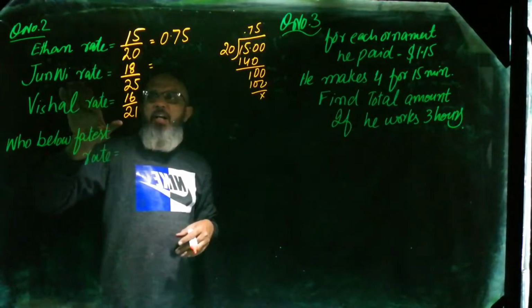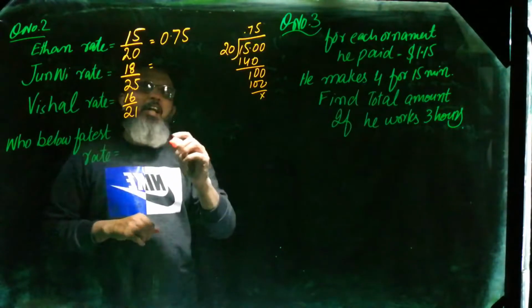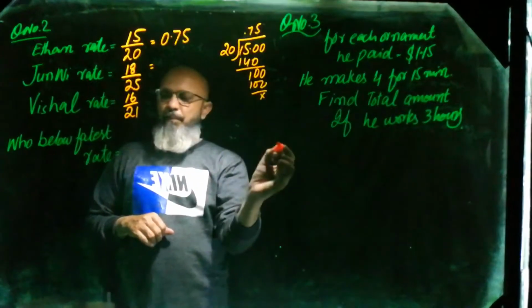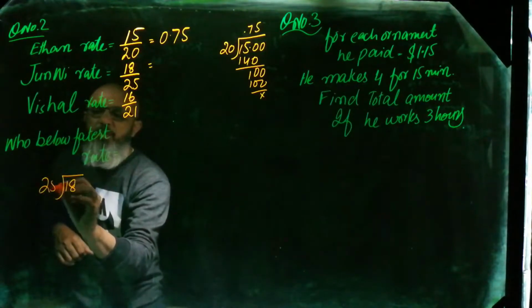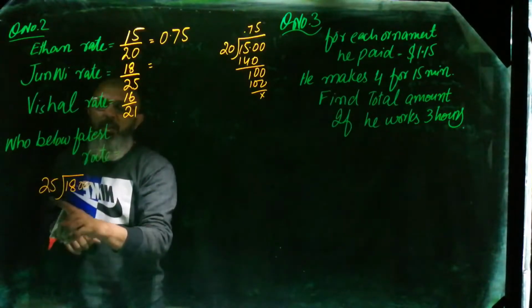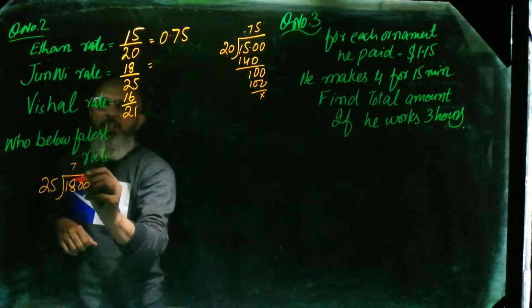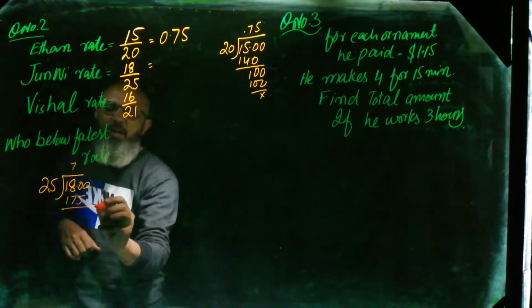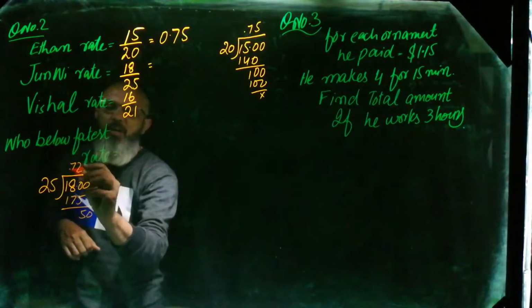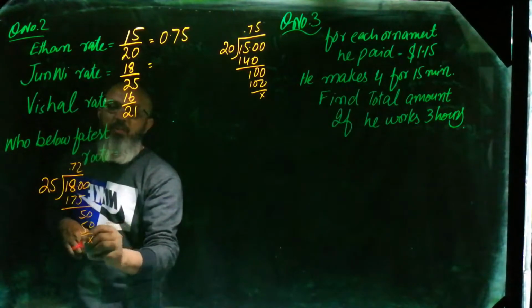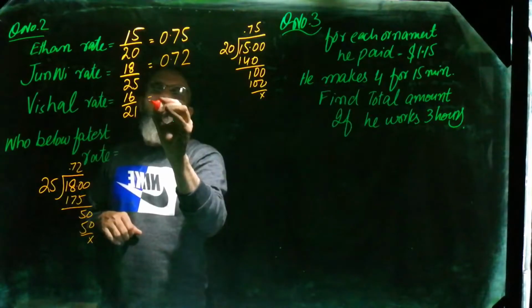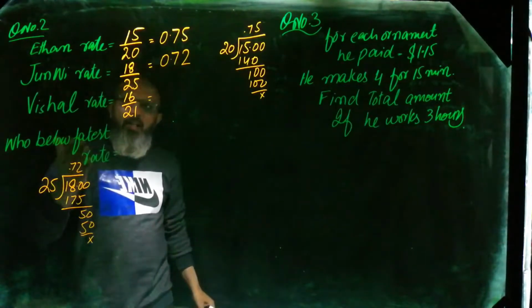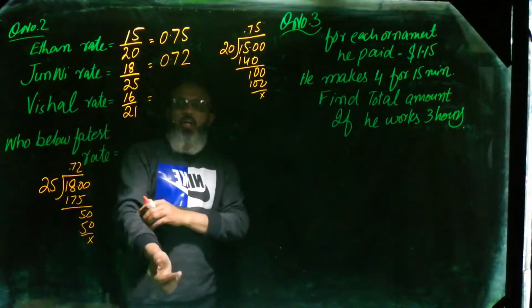Simply, now we will find John's rate, that is 18 divided by 25. So I will divide here 18 divided by 25. Again we need zeros. 25 7s are 175, 5 25s are 50. So we get 0.72.